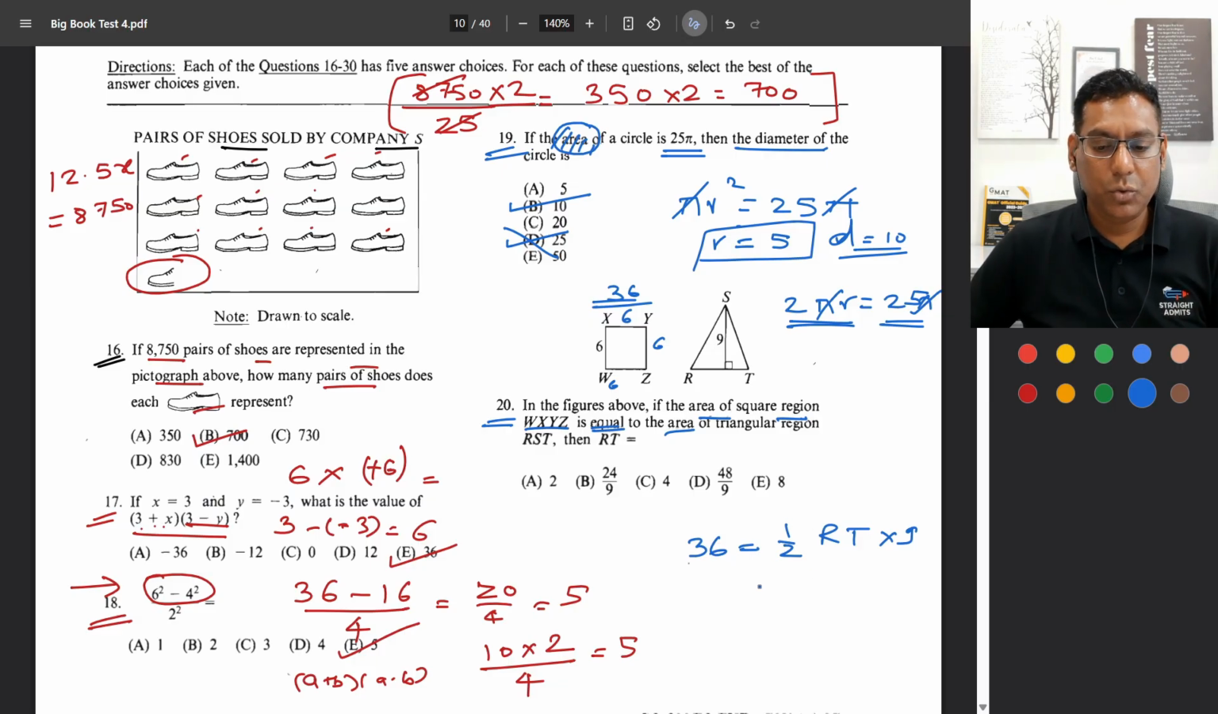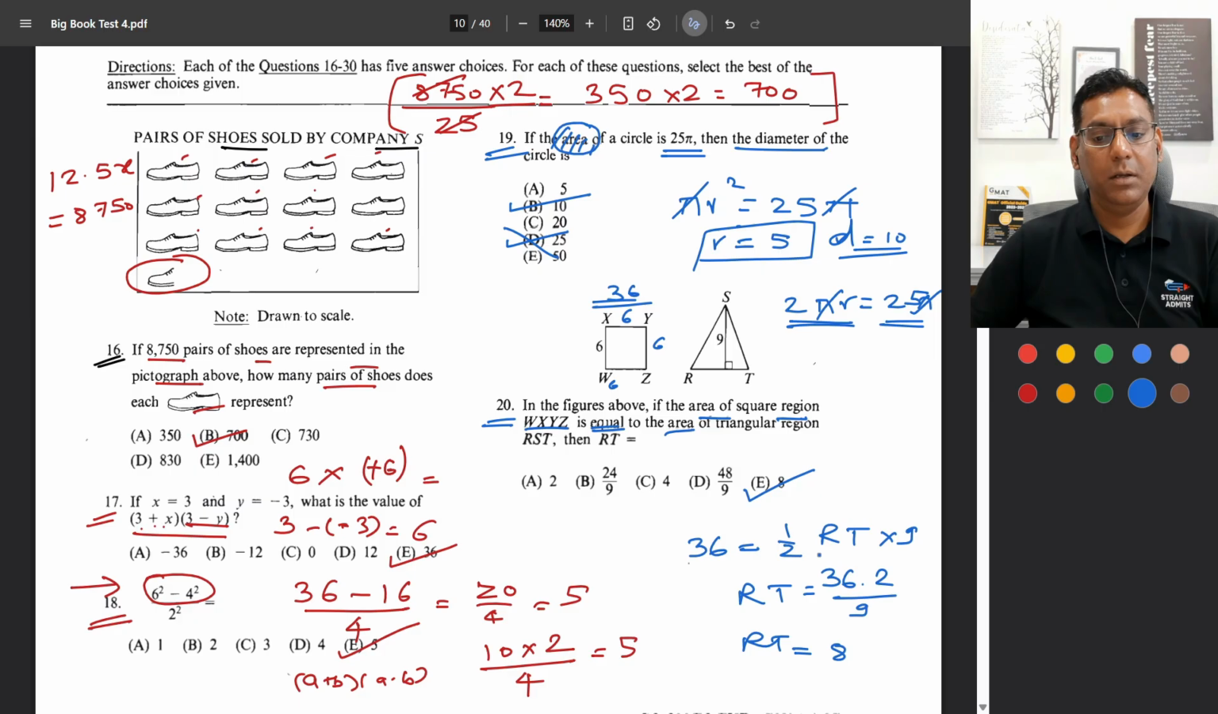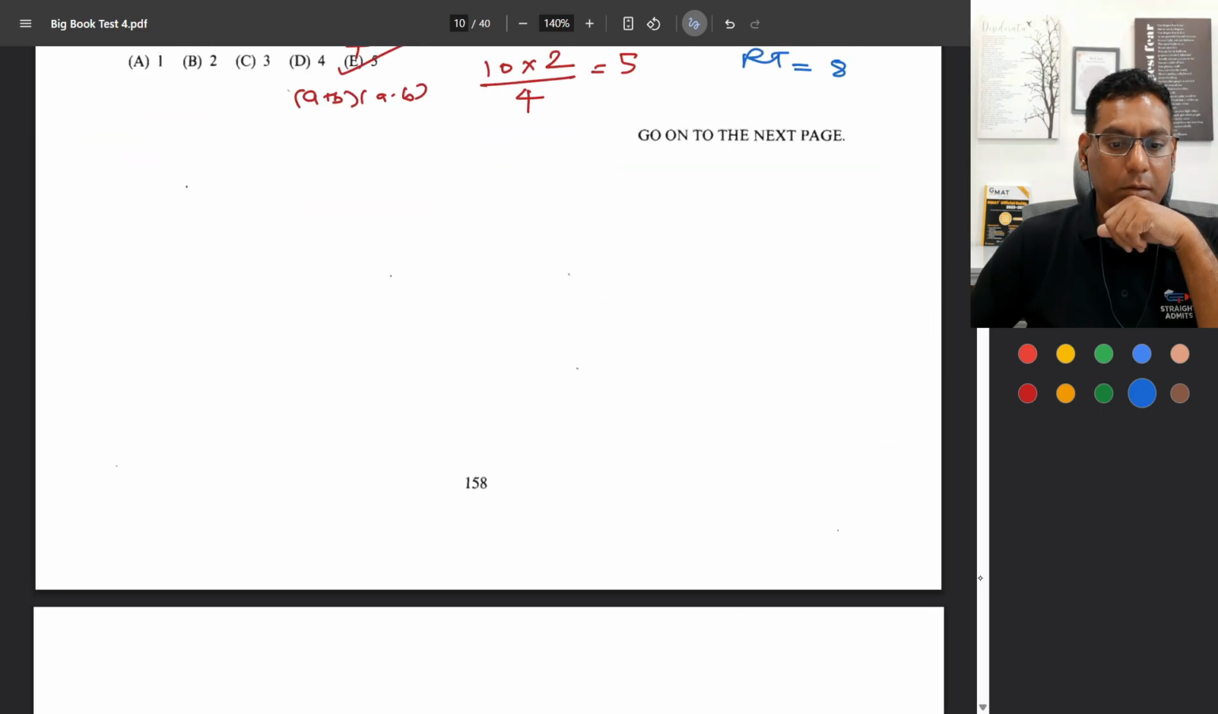Okay, so pretty straightforward. What is RT? RT is going to be 36 into 2 divided by 9, so that's going to be 8. Correct? 36 times 2 is 72, 72 by 9 is 8. So RT is equal to 8. Option choice E.